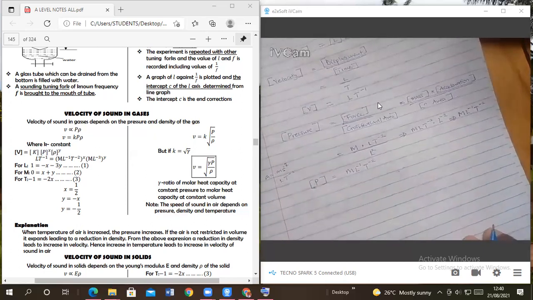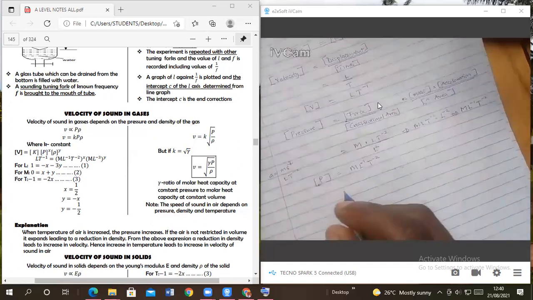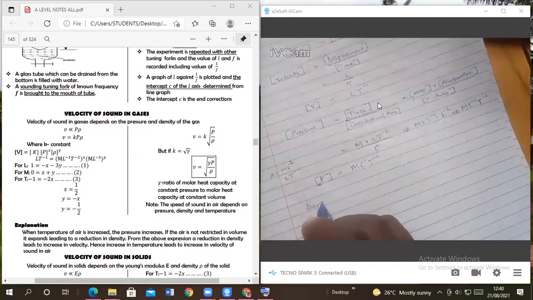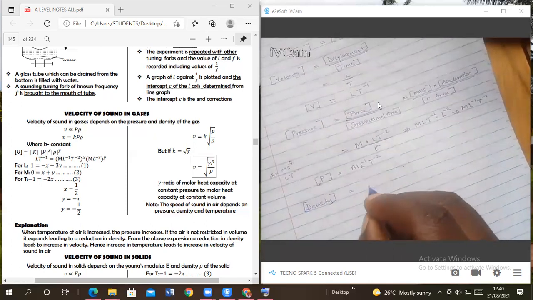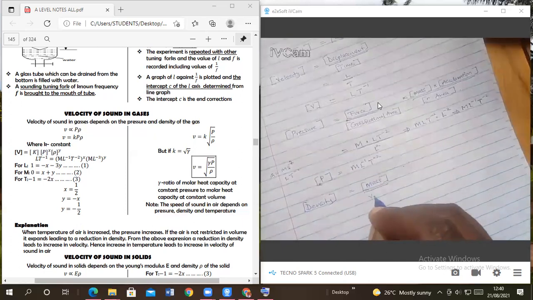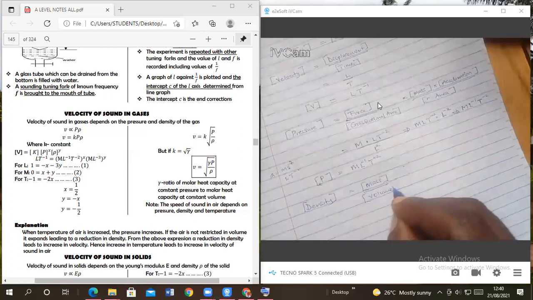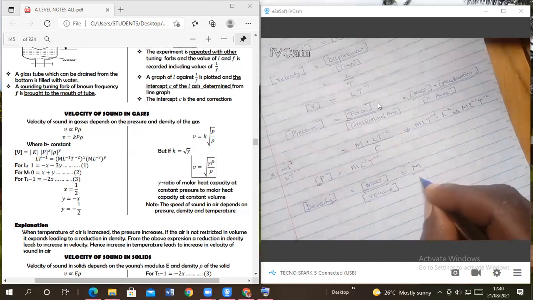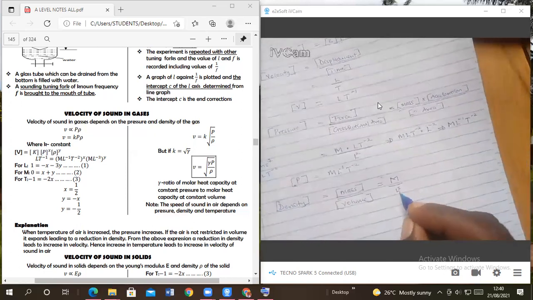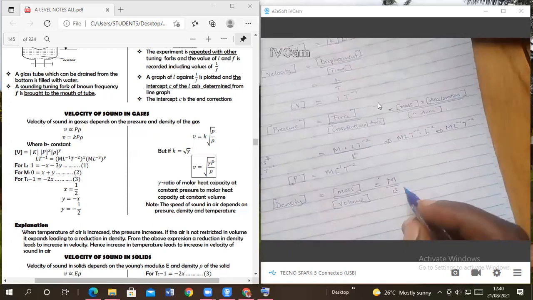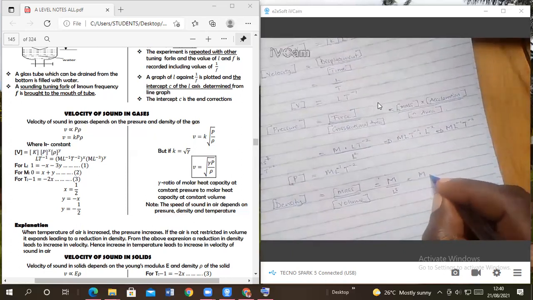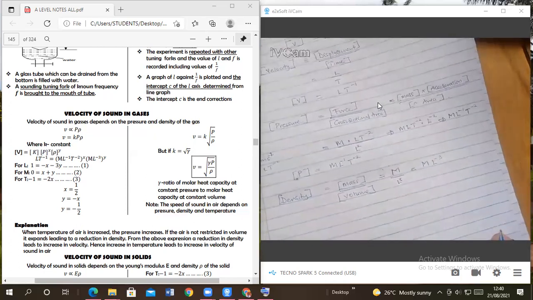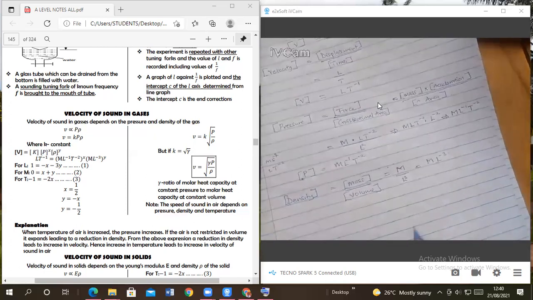All right, then for density. What's the formula for density? Density is equal to mass over volume, mass divided by volume. So mass is M, and volume is L cubed. So what do you get from here? It is ML to the power negative 3.